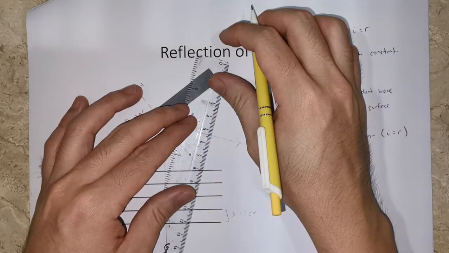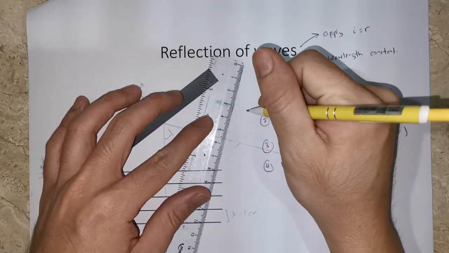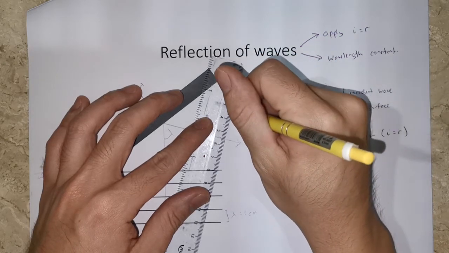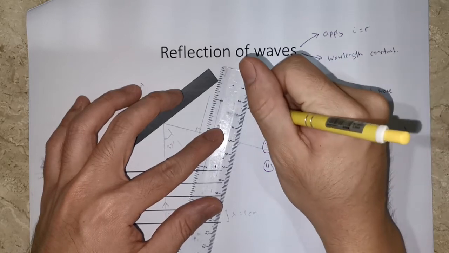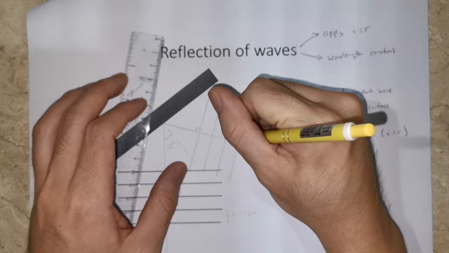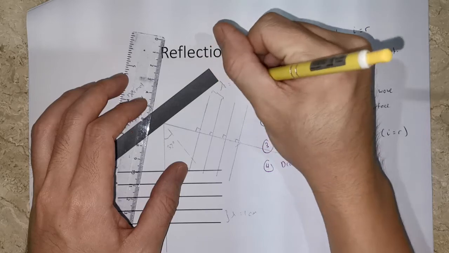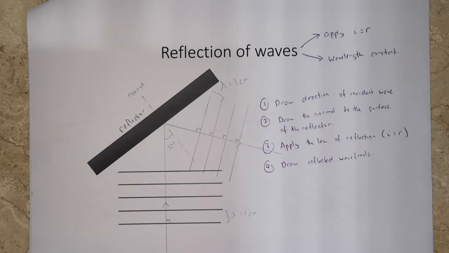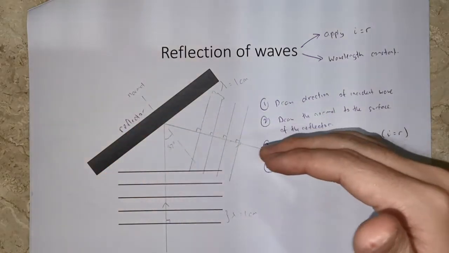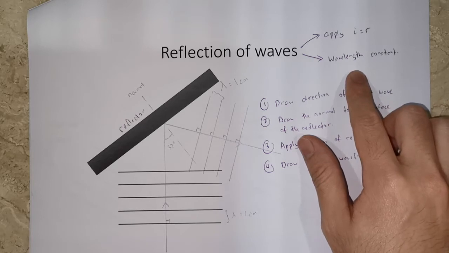Again, all of them must be perpendicular to this arrow. So I'll draw this line, draw this line, and finally draw this line. All of these are parallel to each other, and lambda equals 1 cm. So this is what we will have when water waves hit a reflector and bounce off. We need to apply i equals r, and remember to make sure that the wavelength remains constant.